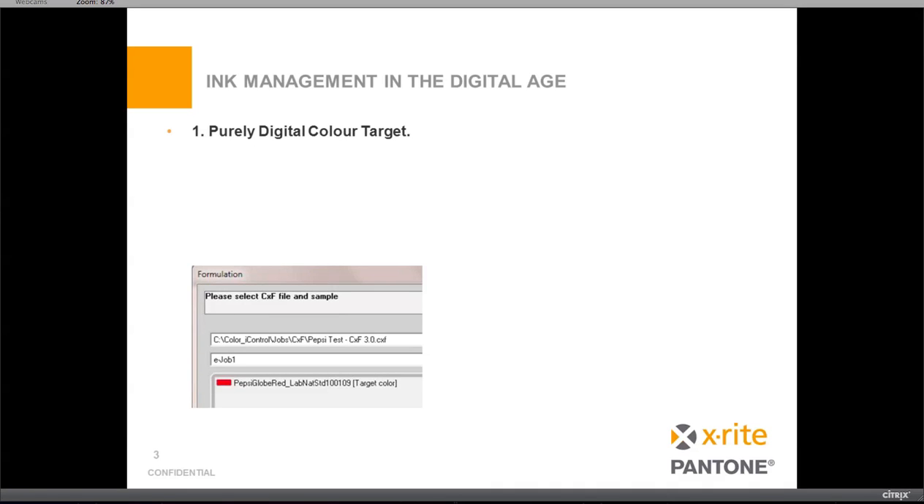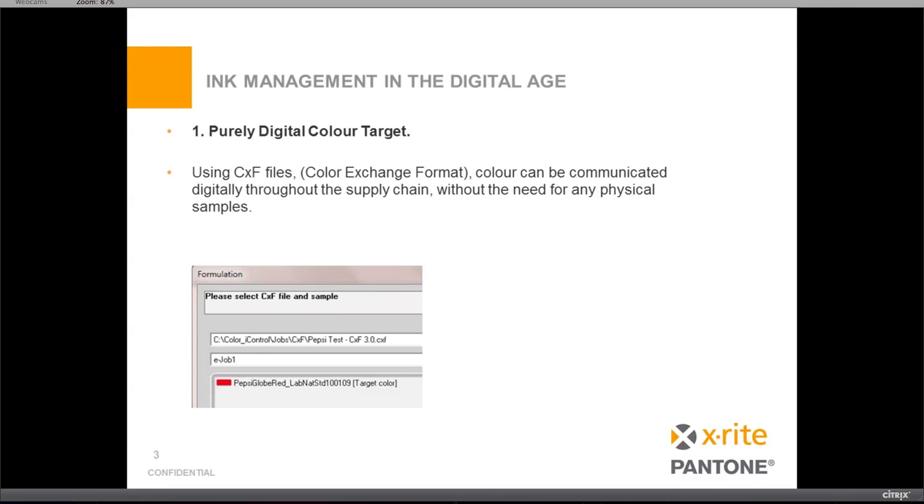The first advantage is that your colour targets become purely digital. What this means in practice is that, using specific file types known as colour exchange format, you can communicate this colour digitally throughout your supply chain without the need for any physical samples at all. Colours can be sent in the time it takes to send an email, and if you need an exact copy of a colour standard, it's a simple case of duplication of the file.